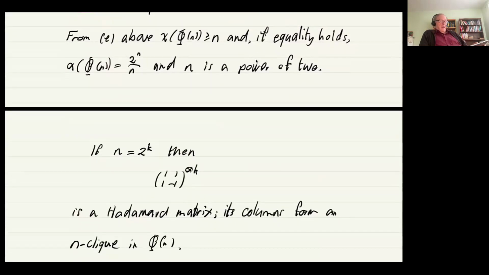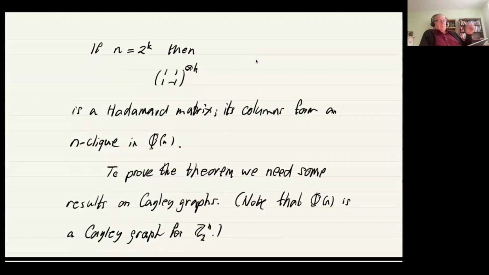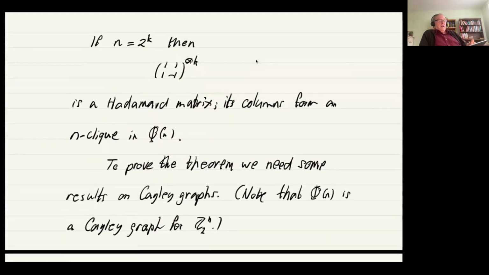Here it is. Now, the next thing is if n is a power of 2, say 2^k, then the Kronecker product of k copies of that matrix is a Hadamard matrix, of size 2^k by 2^k. So if n is a power of 2, there is a Hadamard matrix. There are integers m such that we don't know whether there's a Hadamard matrix of order 4m, but definitely if n is a power of 2, there are Hadamard matrices.